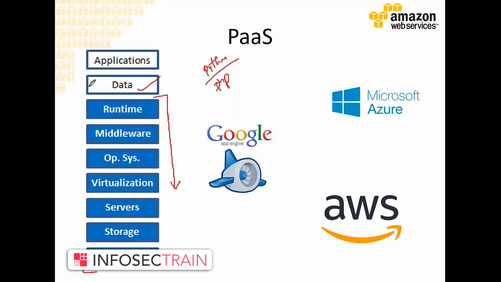For example, in AWS we have a service called Elastic Beanstalk. I'll show it to you. If you're using that service, the advantage is you simply open that service, select the platform you want, PHP or Python or Java or whatever, and upload your data or your code.